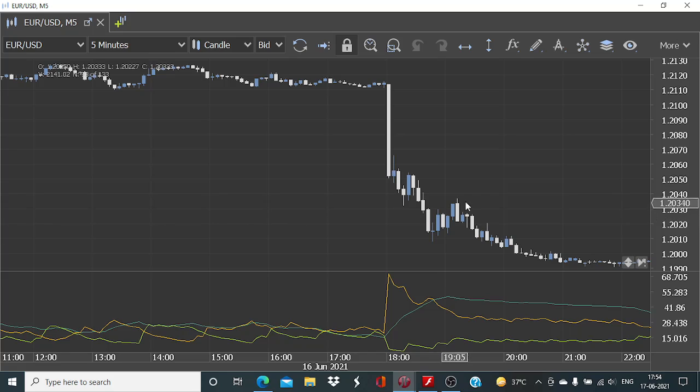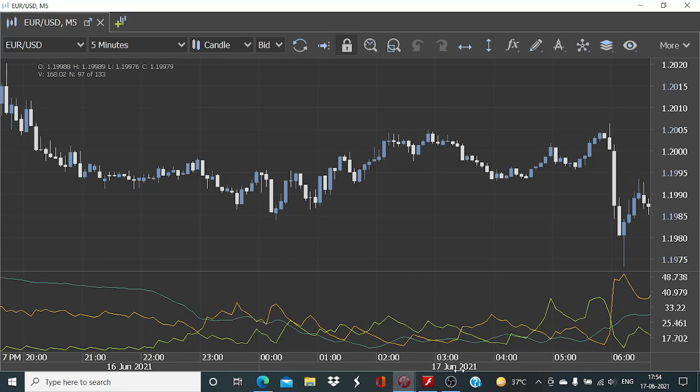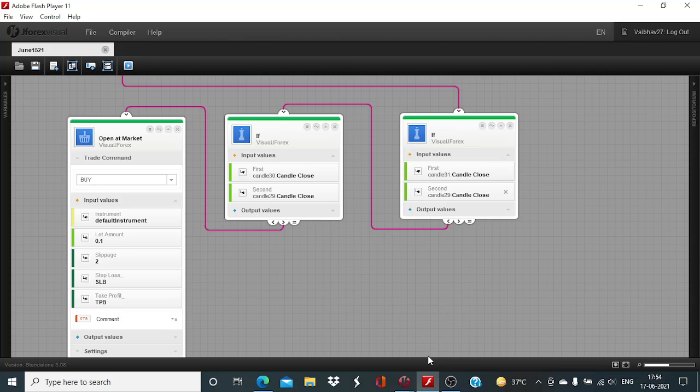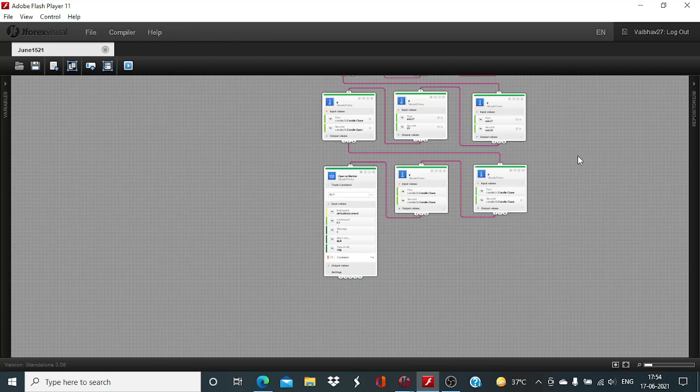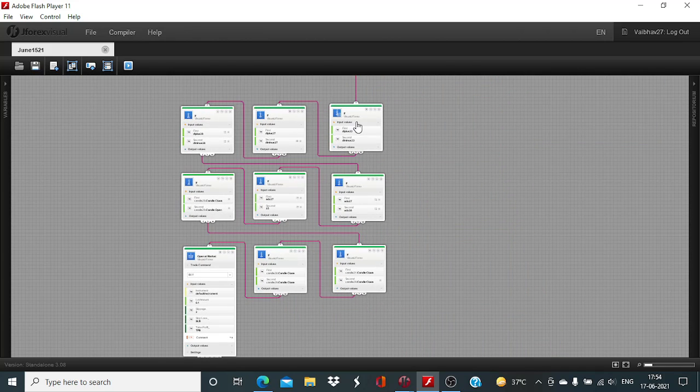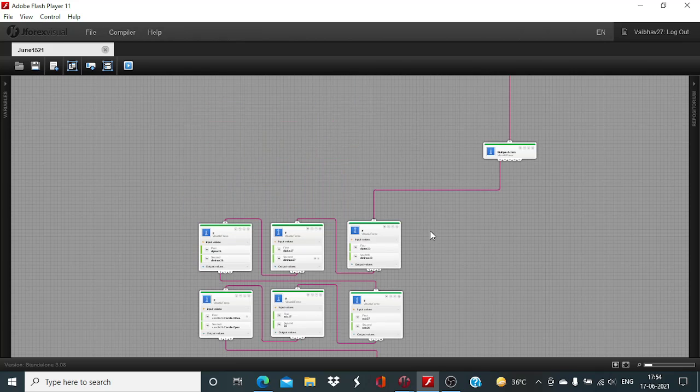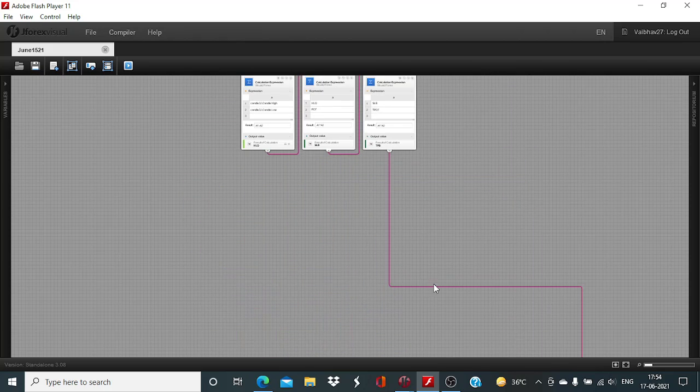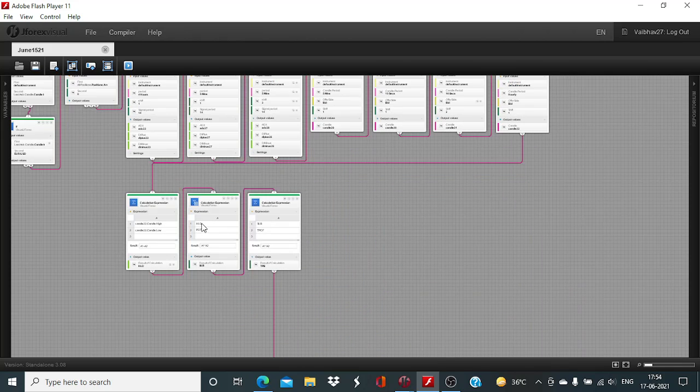Okay, so now let us go back to adding the conditions using the if blocks. Since our setup needs to be symmetrical, the if blocks will be equal to what we have used while defining the buy side. That means we will need 8 if blocks, and after that the trade command block. And here we will have to carry out calculations also. 2 more calculation expression blocks will be needed.